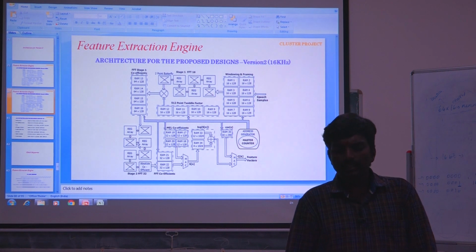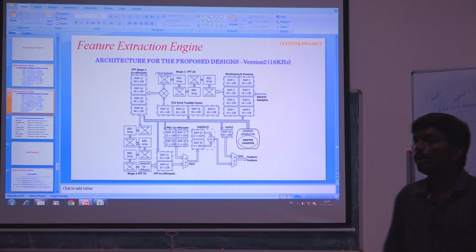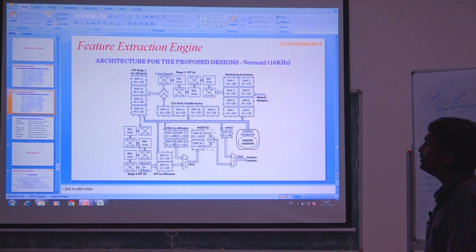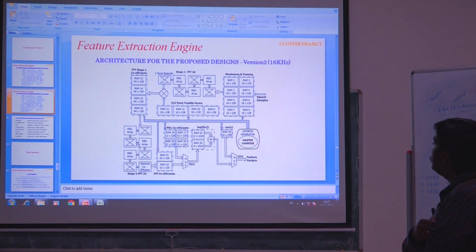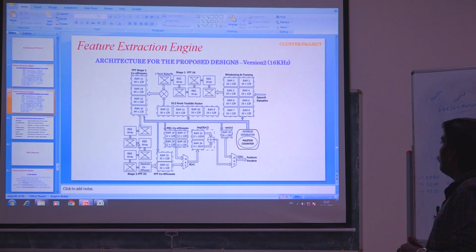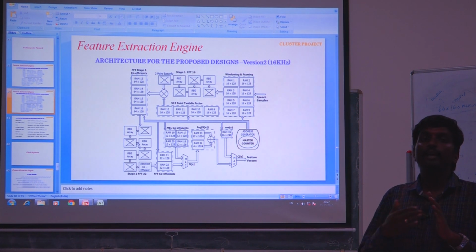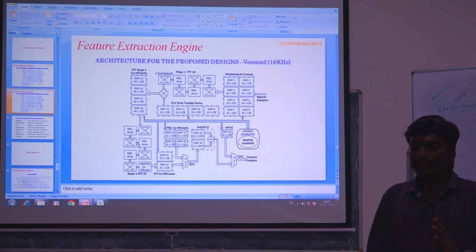Similarly for this structure, for 16 kilohertz, only the address RAM is changed. The architecture is the same; only the RAM location or the RAM size is different between 8 and 16. If you observe, each RAM will have 16 cross 128 locations, so the count is exactly double compared to 8 kilohertz.